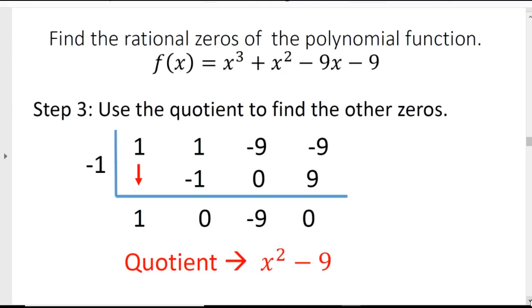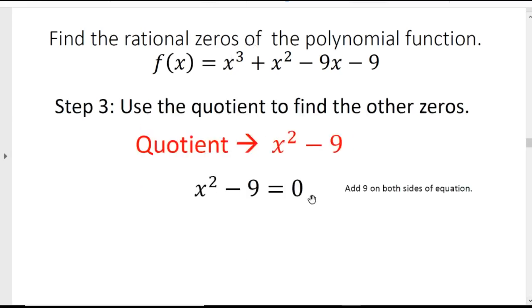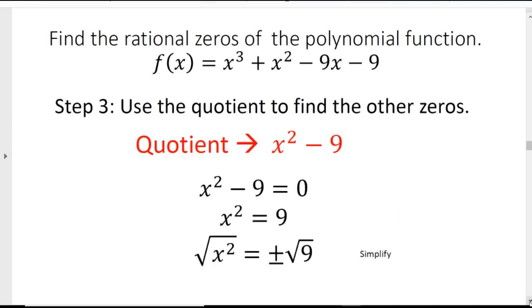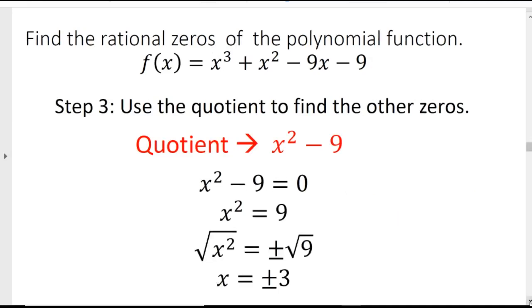So here, my quotient is x squared minus 9. Since our degree was a 3, then we start with 1 less here. So now we can take our quotient, set it equal to 0, and solve for x. So x is going to be equal to plus or minus the square root of 9, which is 3.